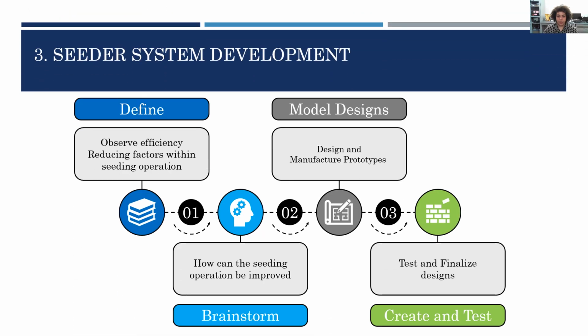To design improved end effectors, we defined issues that reduced the FarmBot's efficiency within the seeding operation, brainstormed concepts to erase the issues that were identified, modeled and manufactured prototypes, and then tested the prototypes and made improvements to get our final design.